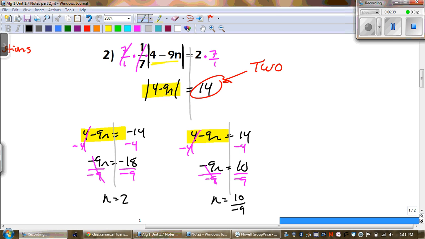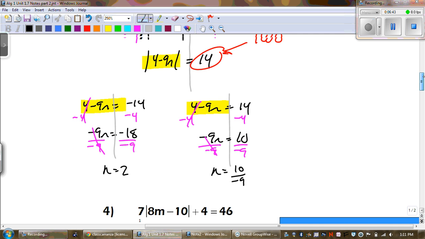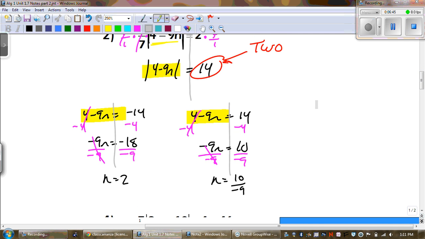Okay, now if you notice, you solve it the exact same way as you did the other one. So you're not really doing double work, you're just doing the same thing both times. Now when I write my answer, did you check to see if you could reduce negative 10 over 9? Well, you can't. So we got negative 10 over 9 and a positive 2.